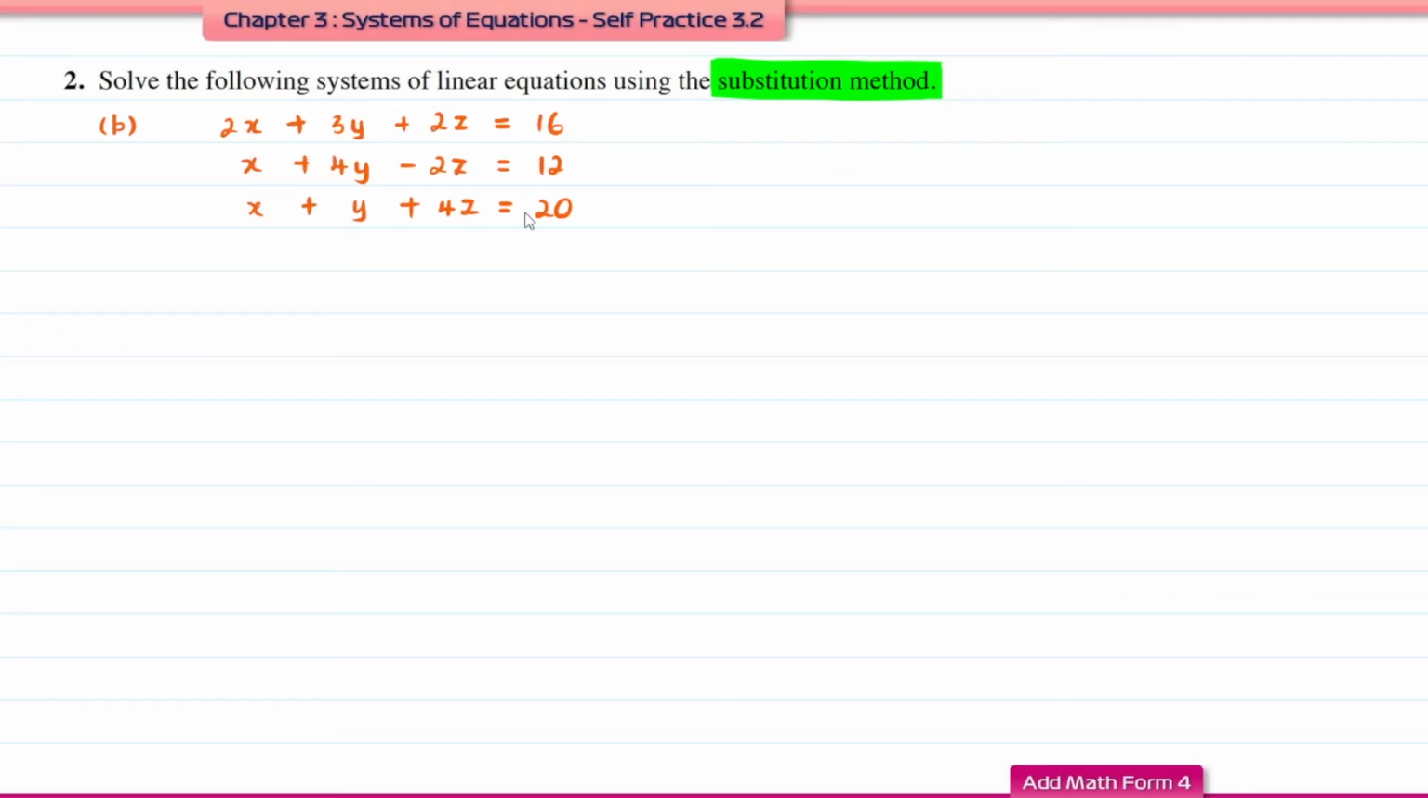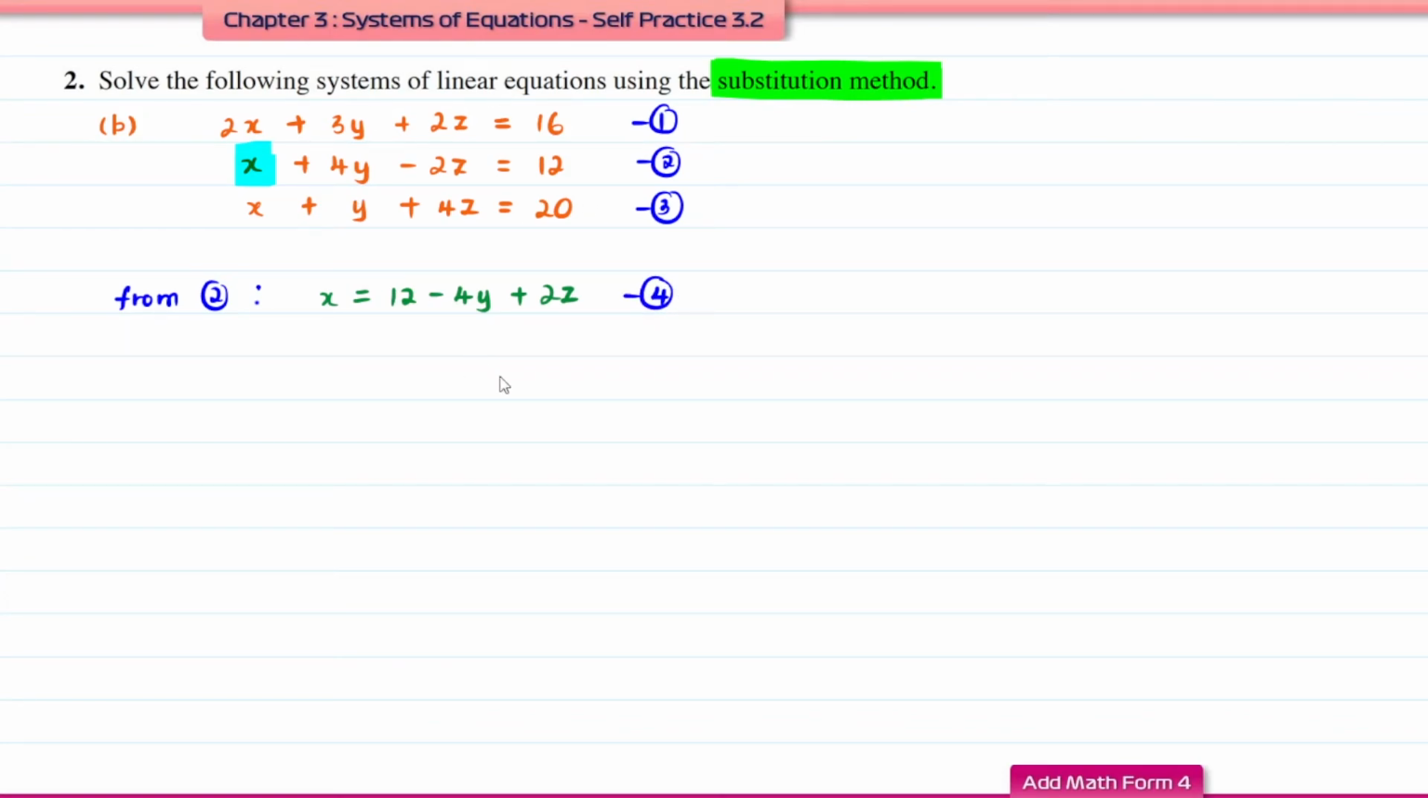Question B. So first, let us label the equations first. So next, here I'm going to choose the x from equation number 2 and express it in terms of y and z. And later on, I'm going to substitute it into equations 1 and 3. So here from equation number 2, the x is equal to 12 minus 4y plus 2z. So this I'm going to label as equation number 4.